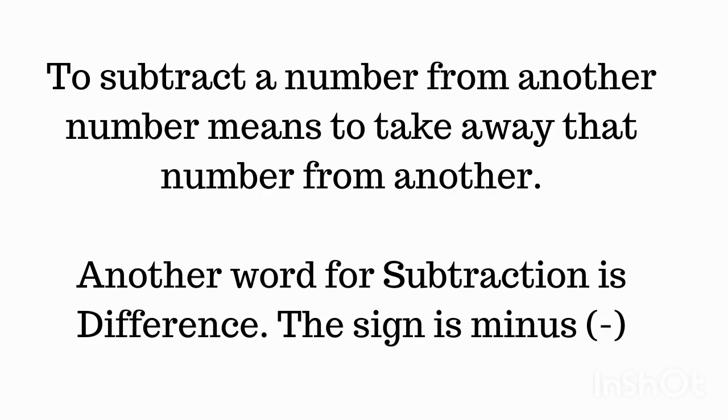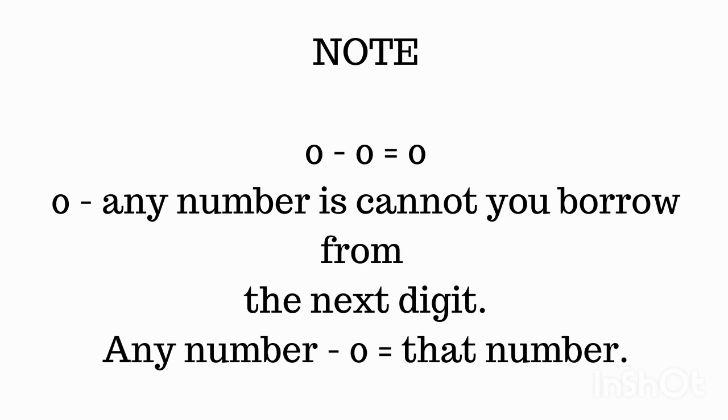Welcome. To subtract a number from another number means to take away that number from the other. Another word for subtraction is difference. The sign is minus. 0 means nothing, so 0 minus 0 is 0. 0 minus any number is cannot. You have to borrow from the next digit. Any number minus 0 is that number.